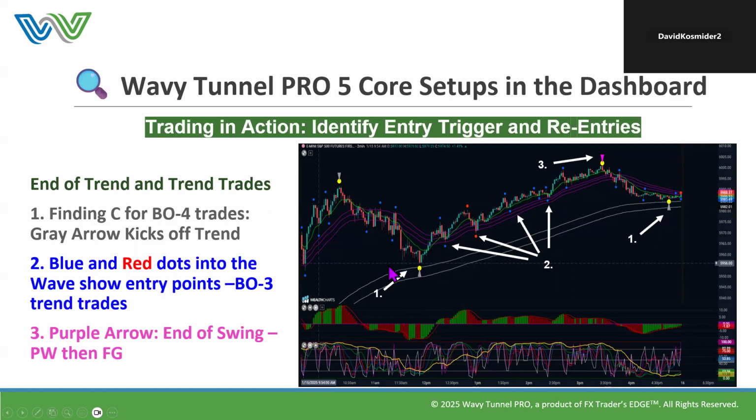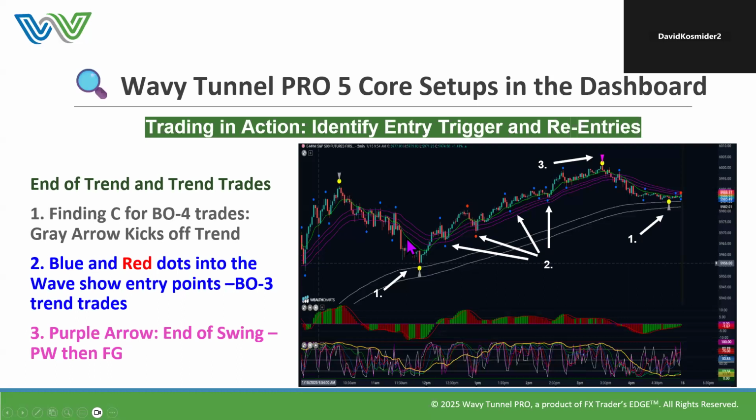And the same thing here, finding C. That's 1. And 2 are the breakout 3 trades, red and blue dots into the wave showing entry points. These are trend trades into the trend. And you can buy into the wave, or you can buy after the market pulls out and breaks out of the previous high. So that would be a breakout. That's fine. Either way is fine.